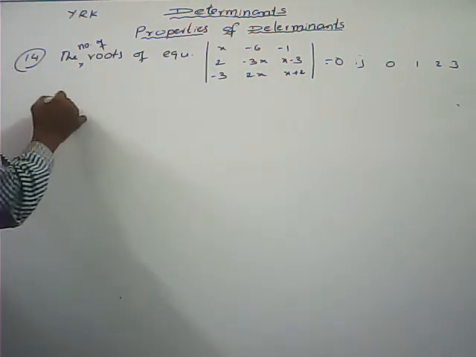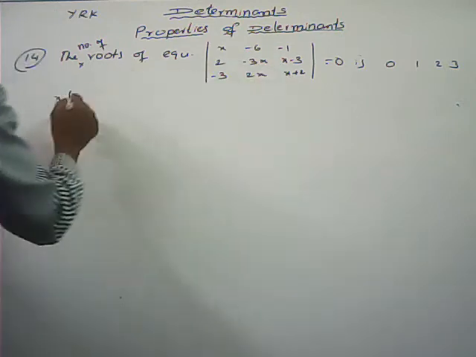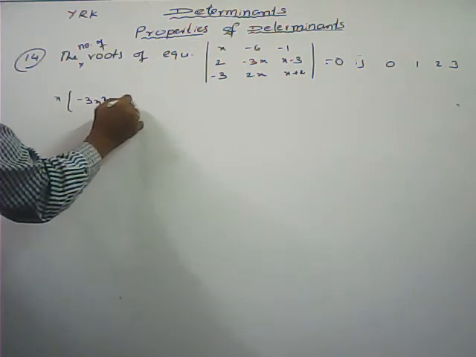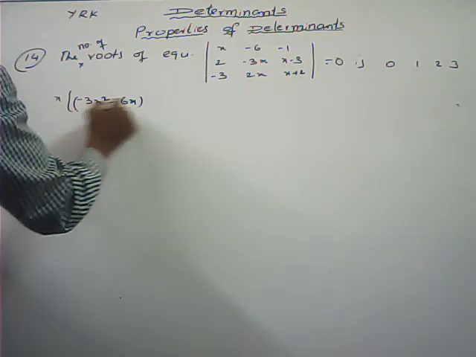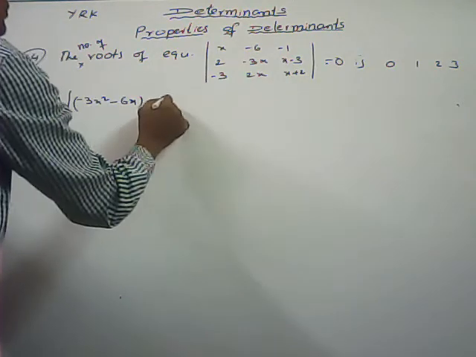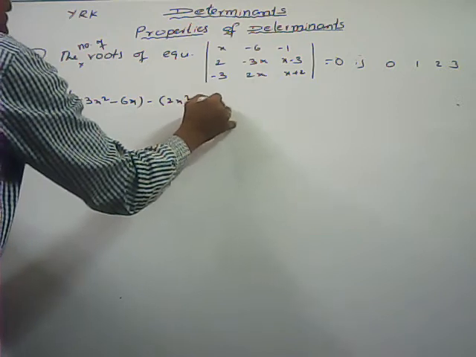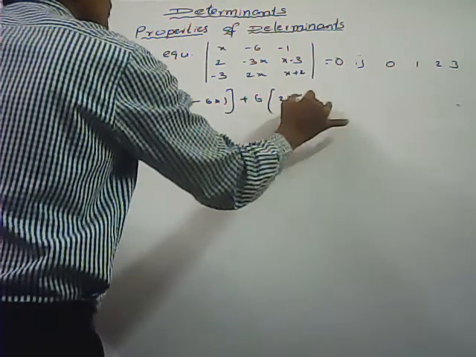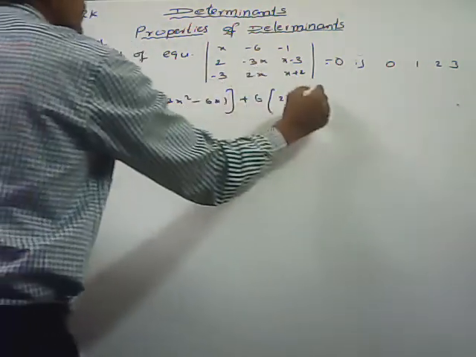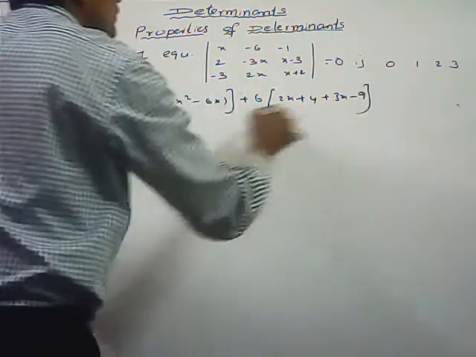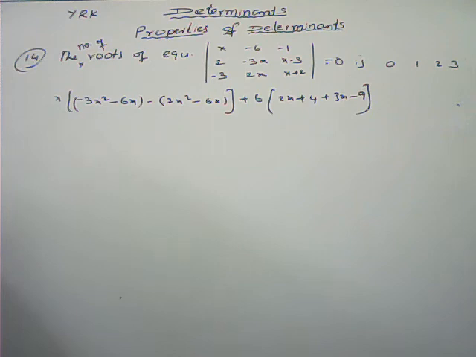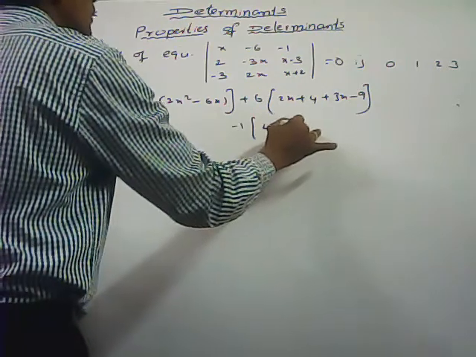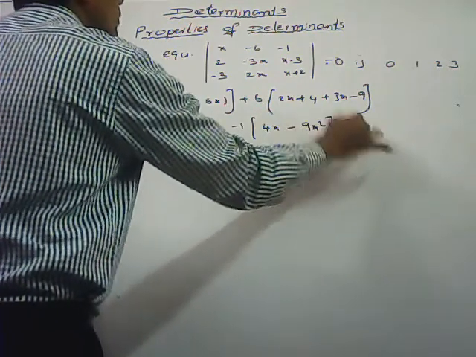x into minus 3x into x plus 2, that is minus 3x square minus 6x, minus the product of these two, 2x square minus 6x plus 6 into the product of these two, 2x plus 4, plus 3x minus 9, minus plus 3 into x minus 3, minus 1 into 4x minus 9x square, that is equal to 0.